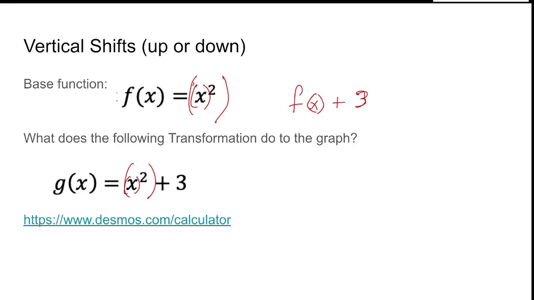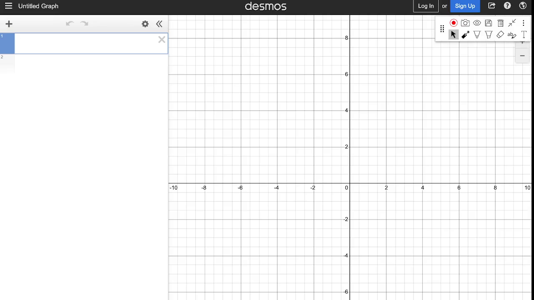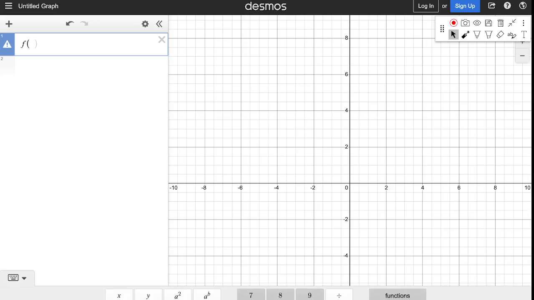We'll do both of these to verify that that is how it works. So x squared and x squared plus 3. Let's take a look. Let's go to our Desmos, and we're going to use Desmos quite a bit to sort of in real time come up with these principles.